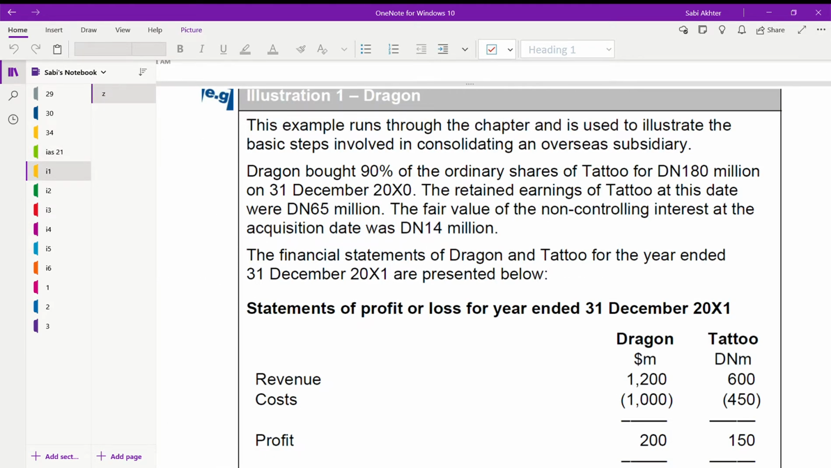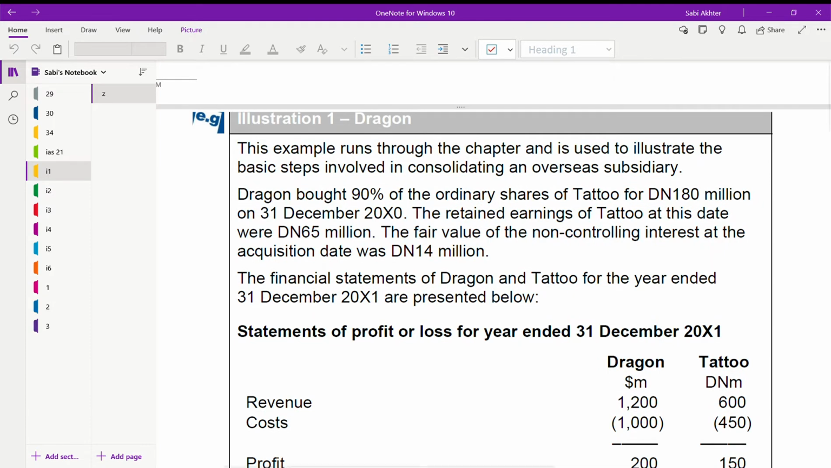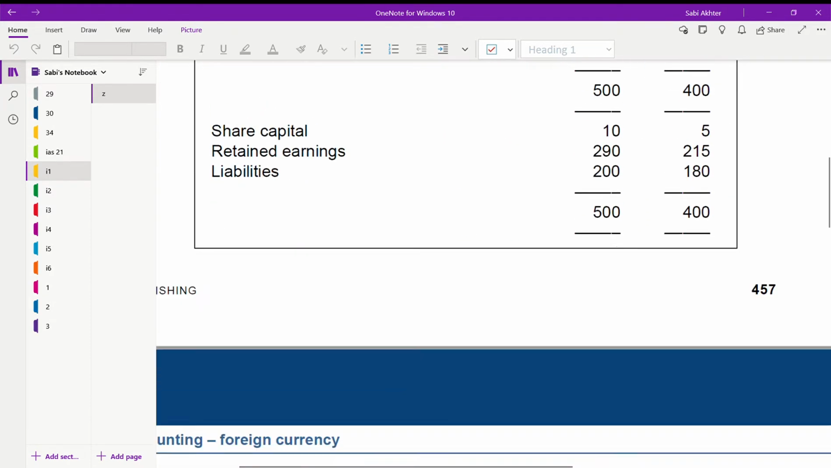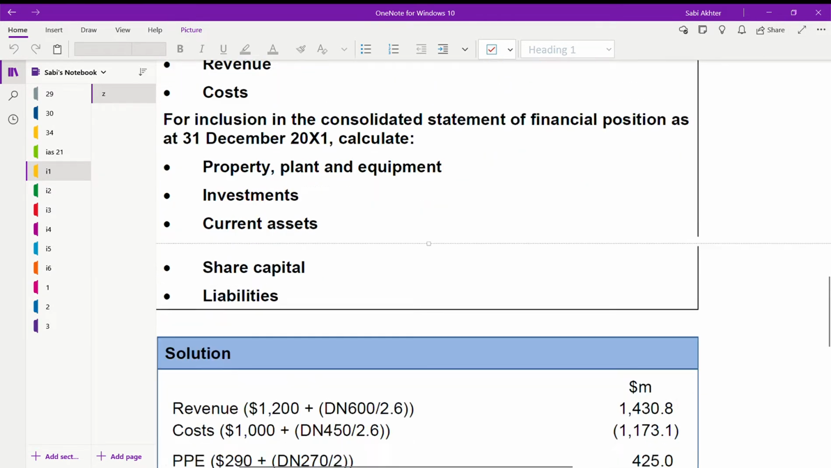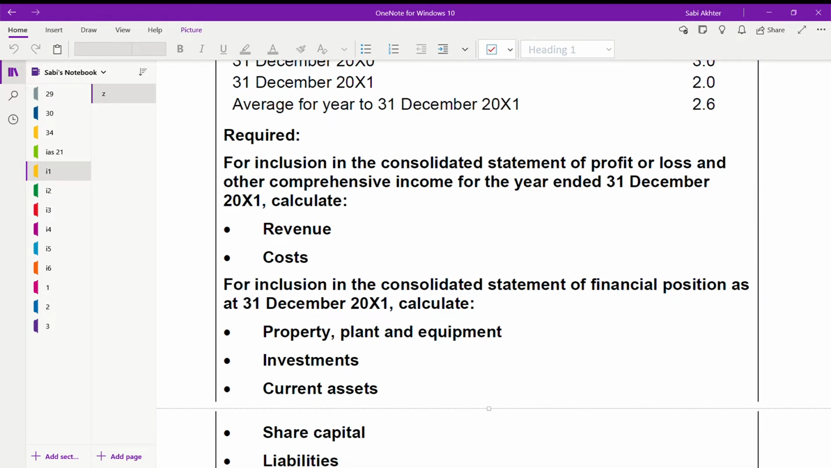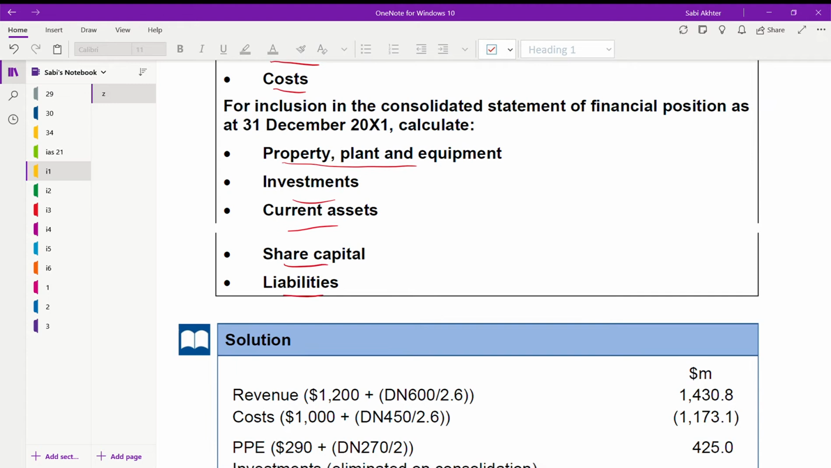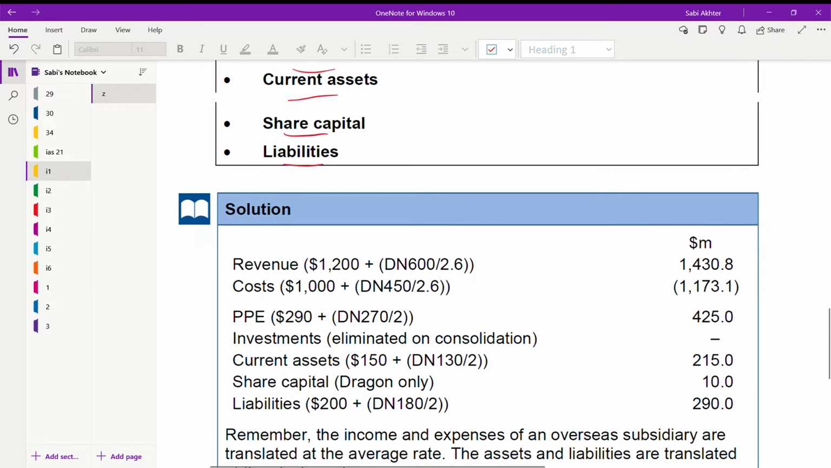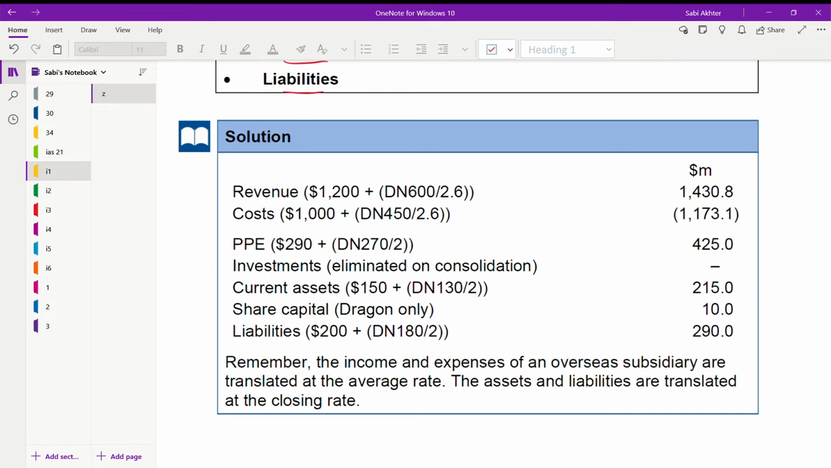So illustration 1. Let us read the requirements. For inclusion in the consolidated statement of profit and loss and other comprehensive income, you have to calculate the revenue and the cost. And in the statement of financial position, you have to calculate PPE, investment, current assets, share capital, liabilities. So if you go here and look at the answer, all of these 5 things you have to calculate, they told you.